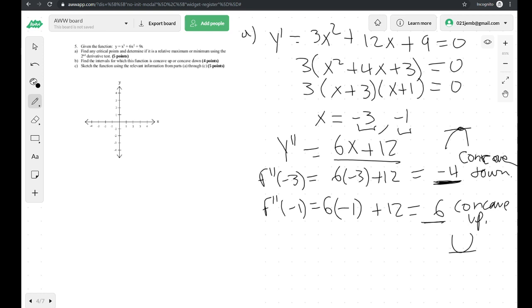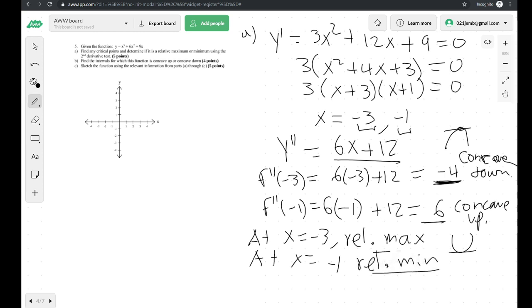So you just write down that at x equals negative 3, you're going to have a relative maximum. And at x equals negative 1, you're going to have a relative minimum. That's just part A.